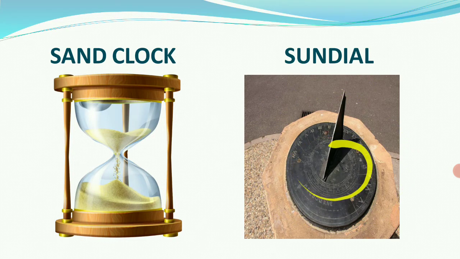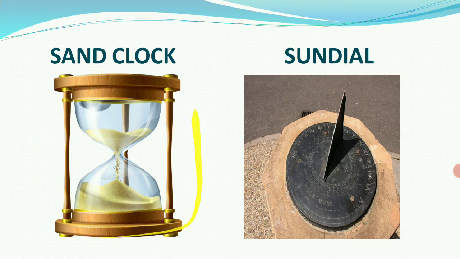So this is a sundial: a circular metallic plate with a triangular plate fixed at the center. This is called the gnomon, and it always points towards the north and south direction. This was the first invention in clocks to measure the time. The major drawback of this sundial is that it is always used in the daytime. During the night and cloudy days, it does not tell the time.